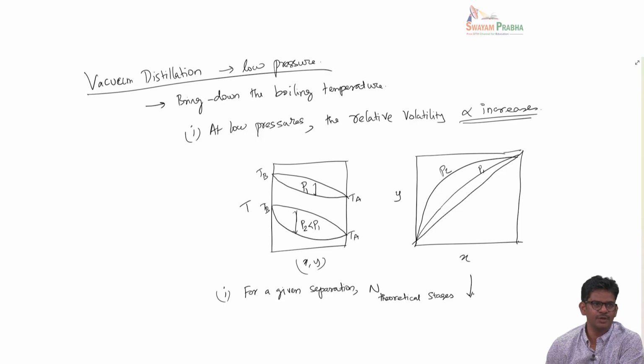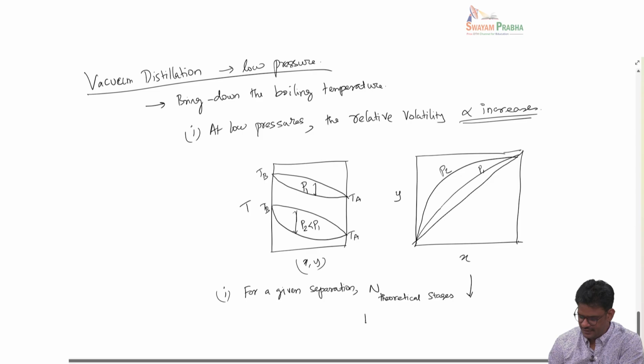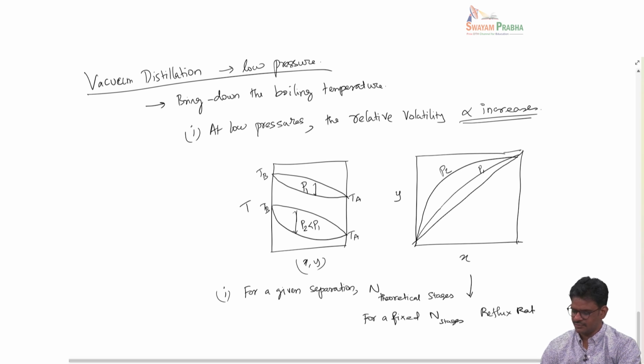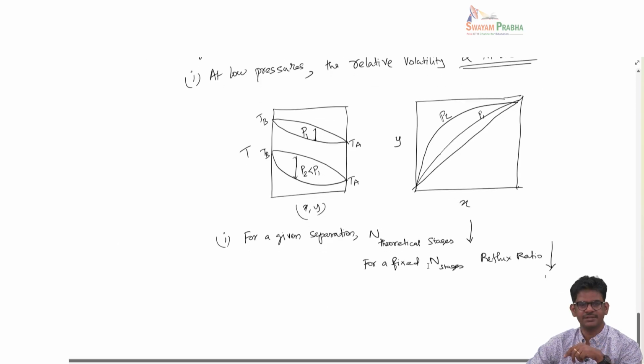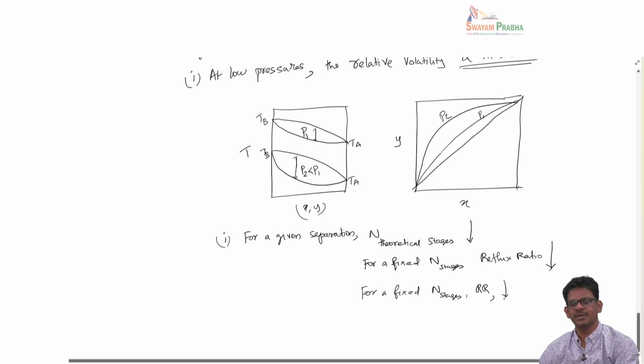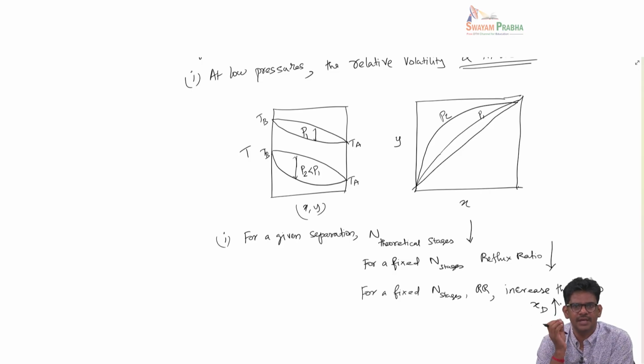Let's say you have a fixed number of stages and you are going from atmospheric pressure to low pressure distillation. In that case, for a fixed number of stages, going to vacuum distillation would mean that the reflux ratio will come down. That means you can operate at a low liquid flow rate, since the reflux ratio relates to the liquid flow rate that is refluxed. Let's say you fix both the number of stages and the reflux ratio. Then going from atmospheric distillation to vacuum distillation would increase the purity, that means XD goes up. So these are all related implications of increasing the alpha, or the relative volatility.